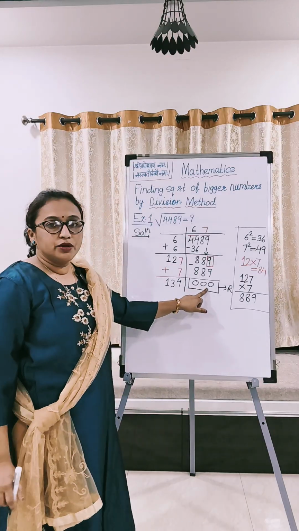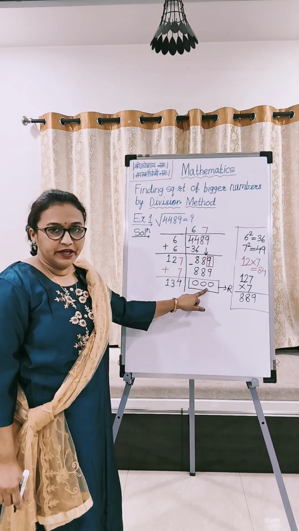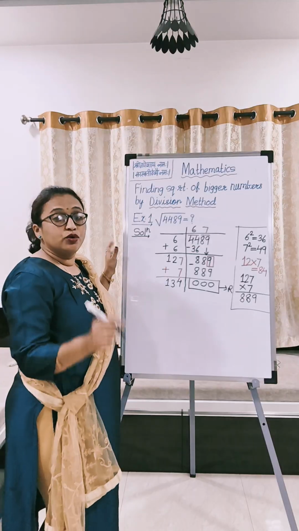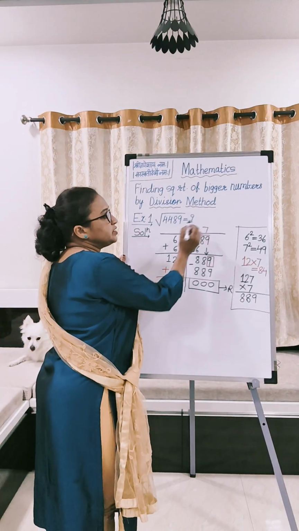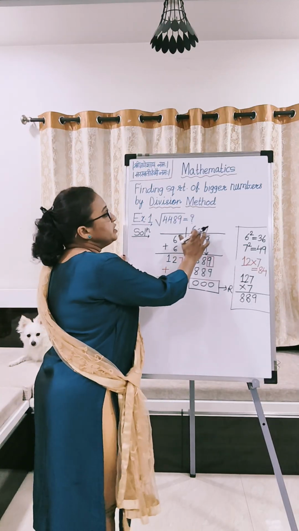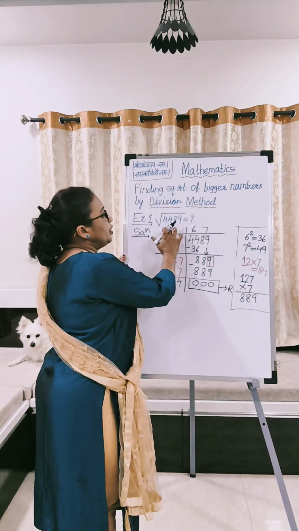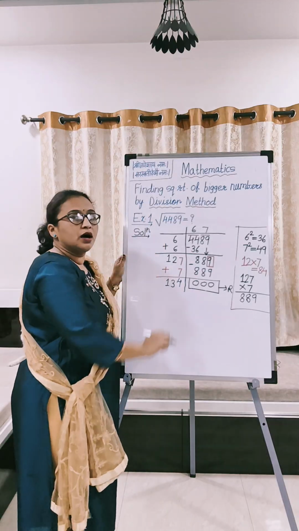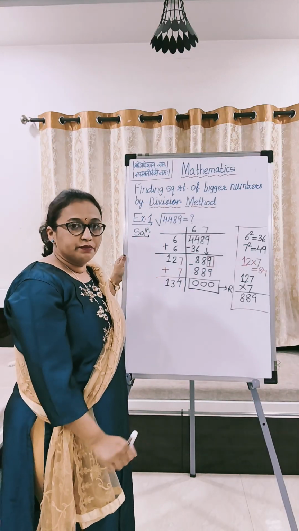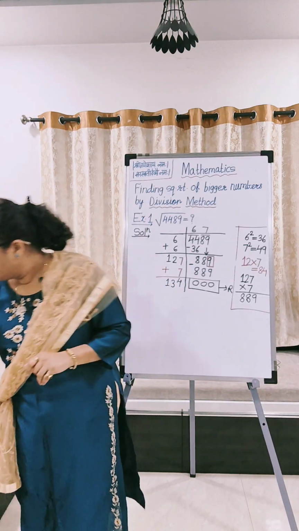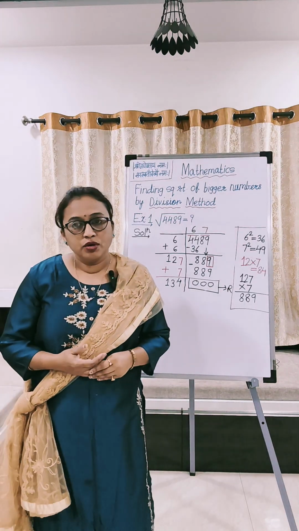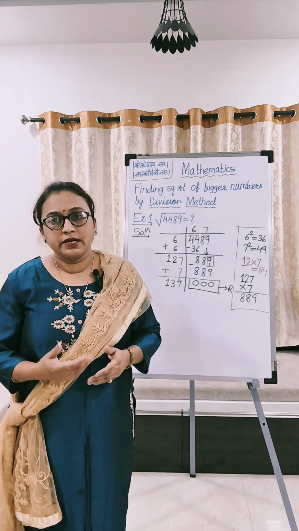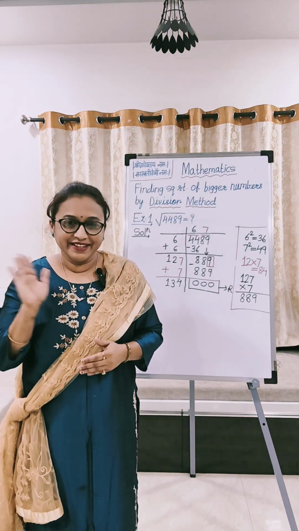When the remainder is 0, the process is completed, and your answer is 67. So 67 is the square root of 4489. This is how we have to follow this method. In our next video we will also be solving some more examples of the division method. Till then, goodbye.